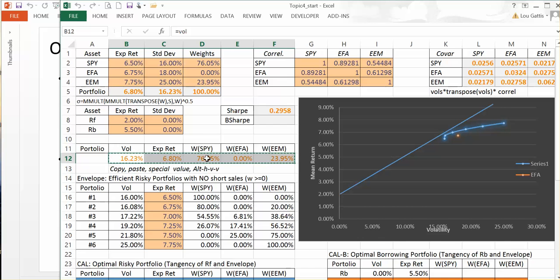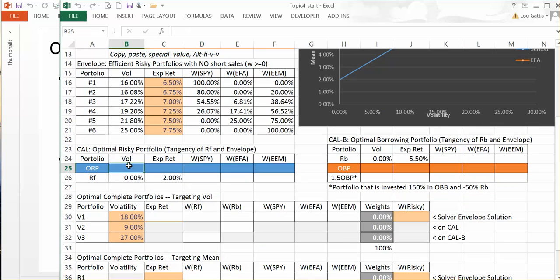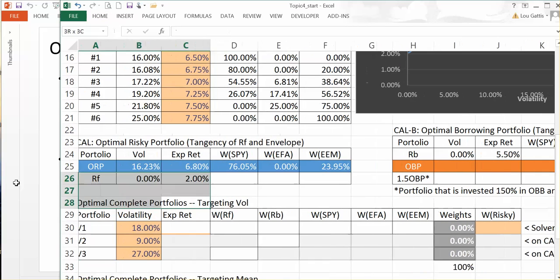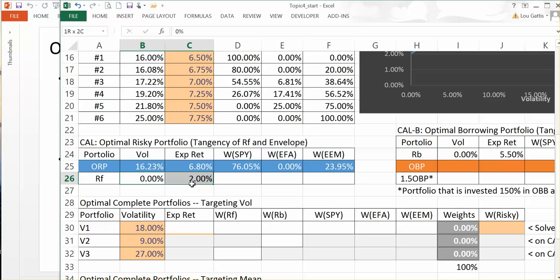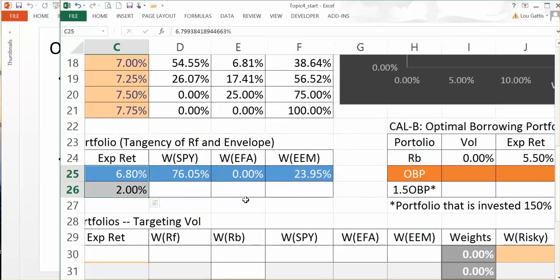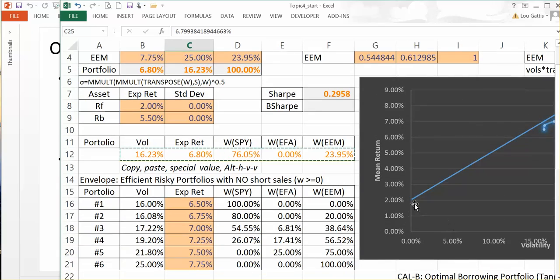I'll copy those cells, and I'm going to paste them down here, Alt-H-V-V for their values. So I'm going to call this my optimal risky portfolio. Here's a link to my treasury. So what I'm going to do is add these 2 data points and these 2 data points, and it'll plot a line. It'll connect the risk-free asset and the portfolio I just found.